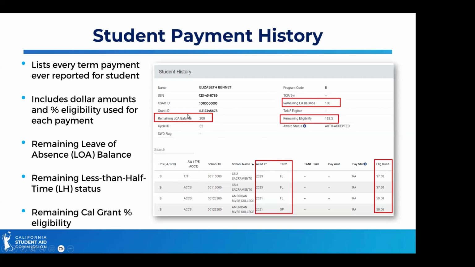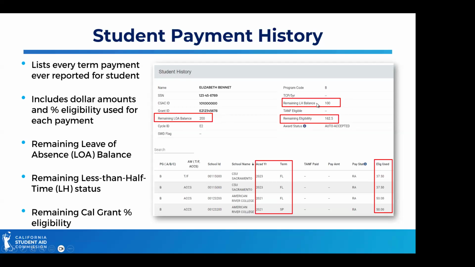And up here, lots of other good information, right? Letting us know how much remaining leave of absence that student has available to them. And so if you didn't already know, every student that gets a Cal Grant can place that Cal Grant on a hold or a leave of absence for up to 2 years. And so we express the years of Cal Grant eligibility in terms of percentage, right? So 200% would be equivalent to 2 years. So that tells me that this student has not tapped into their leave of absence yet because they have the full 200% or 2 years of remaining leave of absence eligibility.